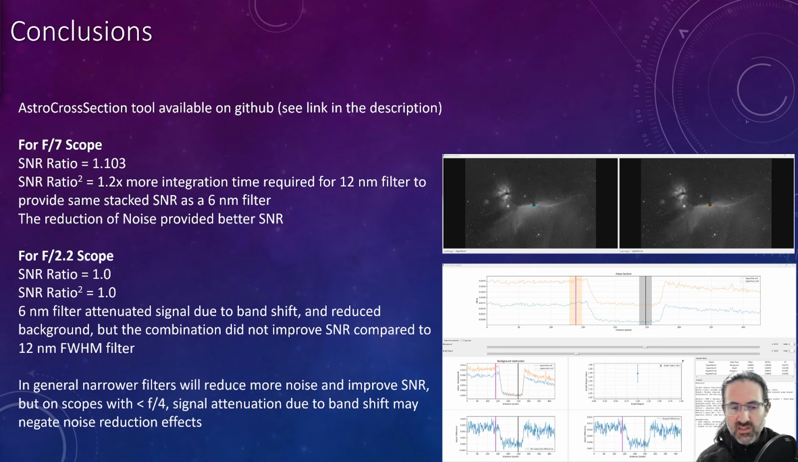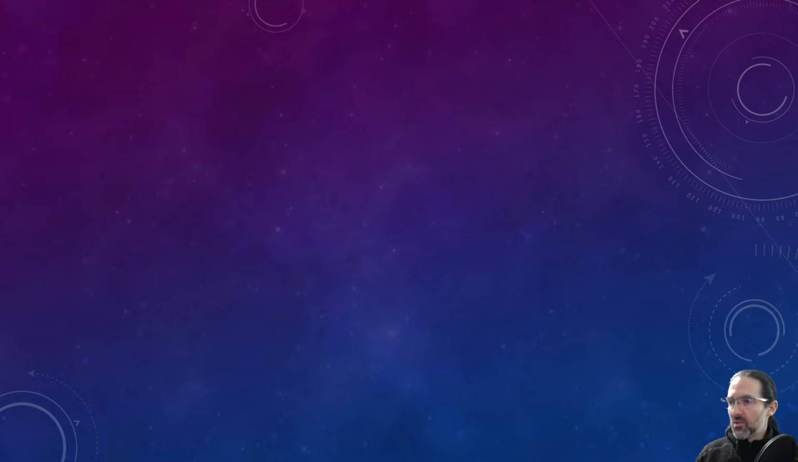From all of this, we can say that in general, narrower filters will reduce more noise and improve SNR. But on scopes with focal ratios less than about f4, signal attenuation due to band shift may negate the noise reduction effects. I hope you've enjoyed this.